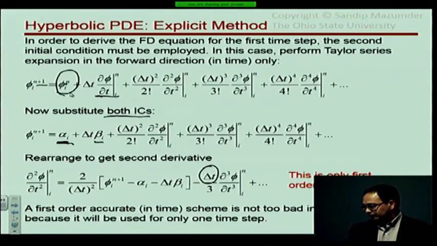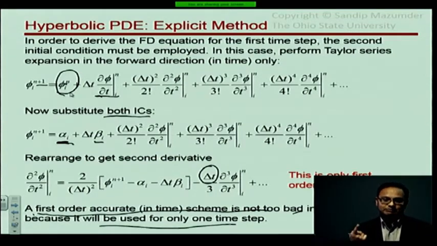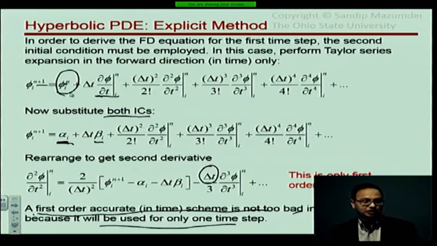So, and I'm making a note here that the first order accurate in time scheme is not too bad in this case because it will be used only in one time step. From the second time step onwards, you are back to second order, okay, which is the other equation that I showed you.